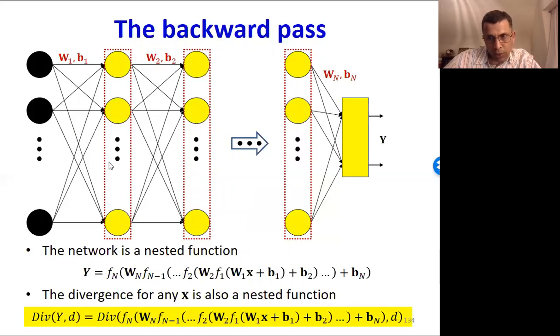Going forward through the network from the input to the output is the same as going from the innermost function to the outermost function in this nested function. Similarly, going backward through the network is the same as going from the outermost function through to the innermost function. Now, the divergence computed on the output of the network operates on the output of the network. So the divergence function too is a nested function.